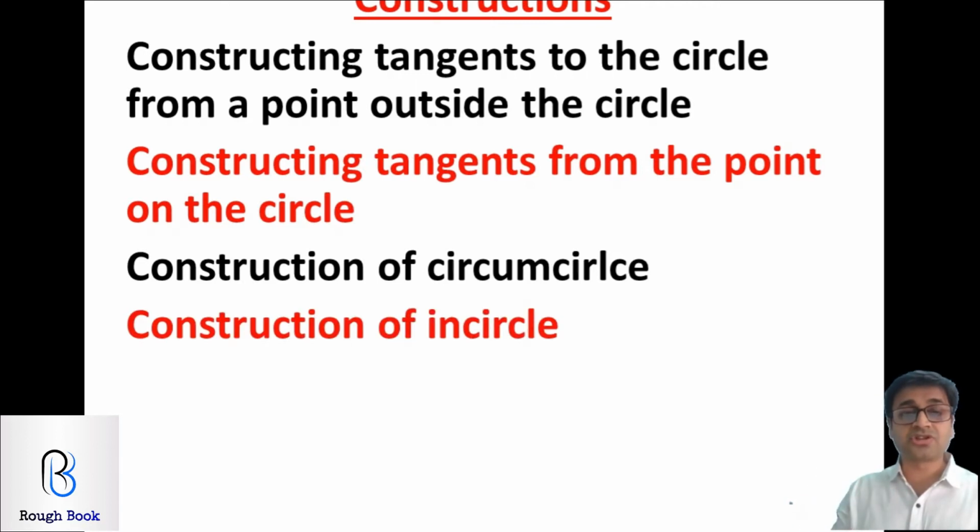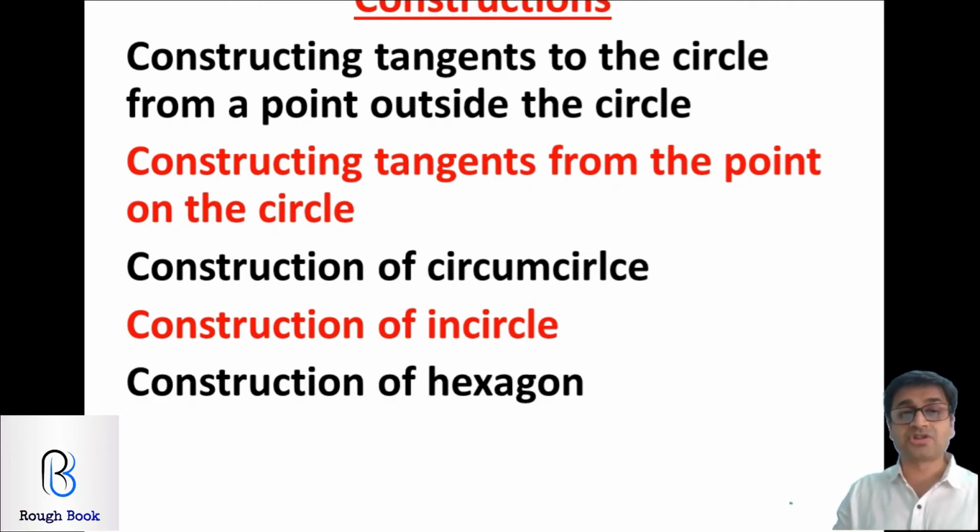Fourth, construction of incircle. Again two types. One is incircle with triangles, and second is incircle to a hexagon. The next one is construction of hexagon. Very important. 2 years back in the boards we had seen this. Every 2 or 3 years once this hexagon is repeated.